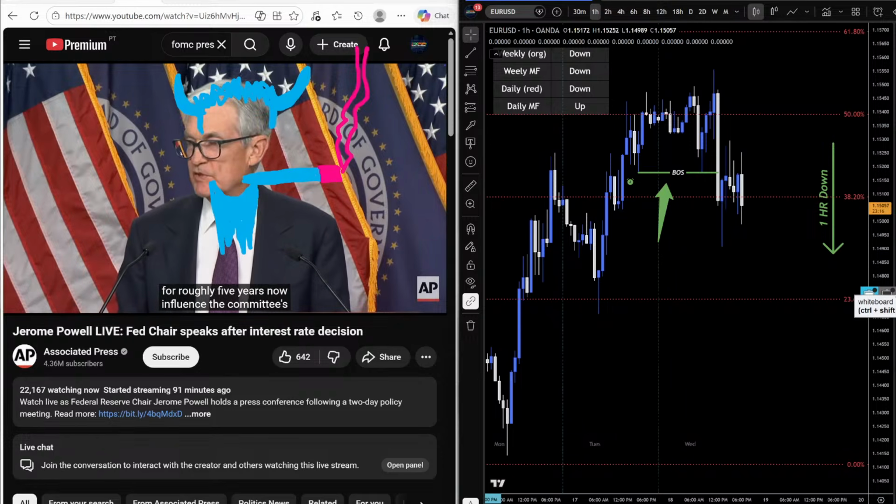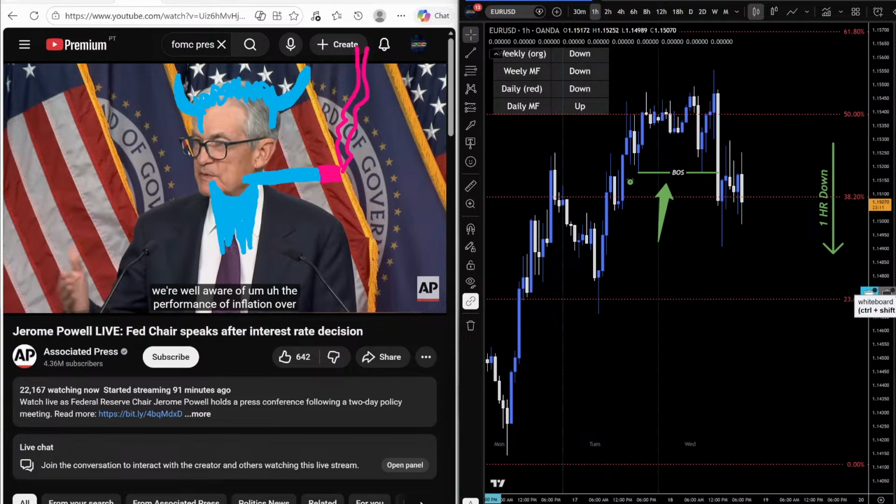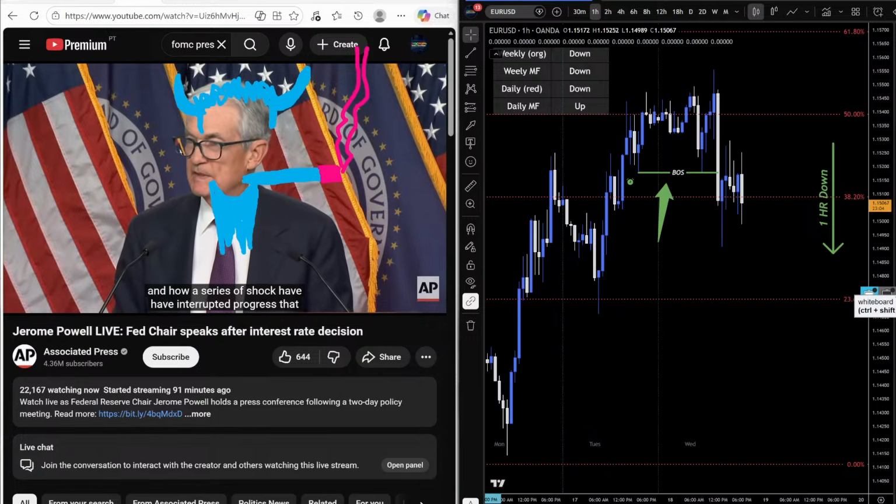So, first, let me say we're well aware of the performance of inflation over the last few years and how a series of shocks have interrupted progress that we've made over time, and that happened most recently with tariffs, and now there will be some effects on inflation coming forward.